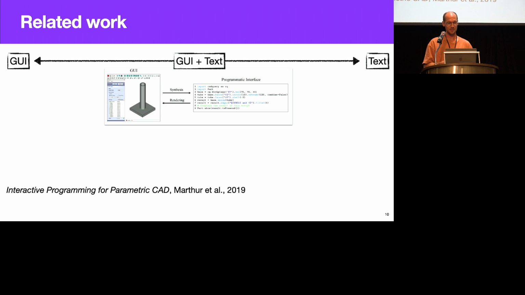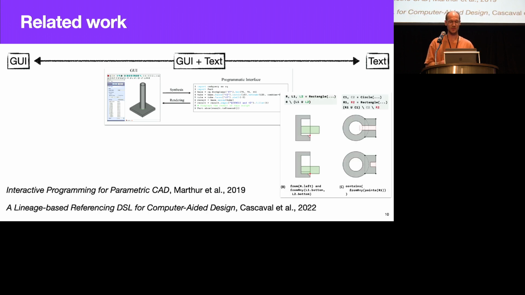In terms of related work, Martha and colleagues aim at synthesizing better reference programs, which users can interact with in a hybrid fashion with both the GUI and actual code. Cascavel and colleagues propose a new domain-specific language where reference changes are handled smoothly and robustly at the expense of upfront coding effort from the user. Their solution is entirely programming-based, much like OpenSCAD, which we saw in the first talk. Different from these hybrid and purely text approaches, we think that the current GUI paradigm works well in most cases, which is why we want to stay close to it.